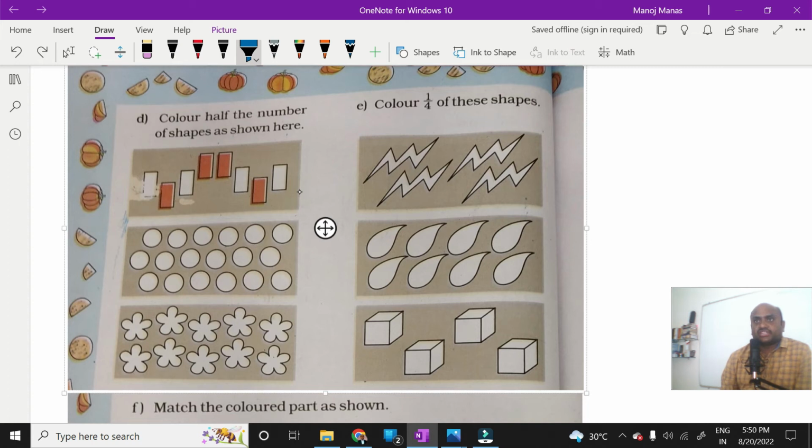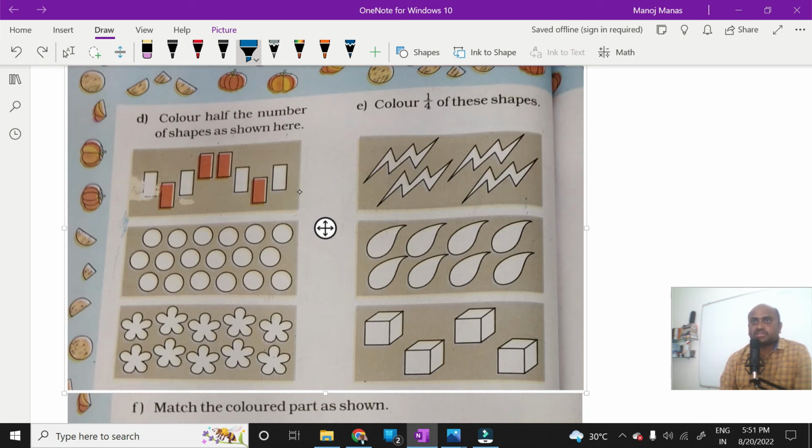So color the number of shapes as shown here. How did he color it? There are 1, 2, 3, 4 white color items, and then 4 brick color items. Okay, so that means he made them into equal halves.